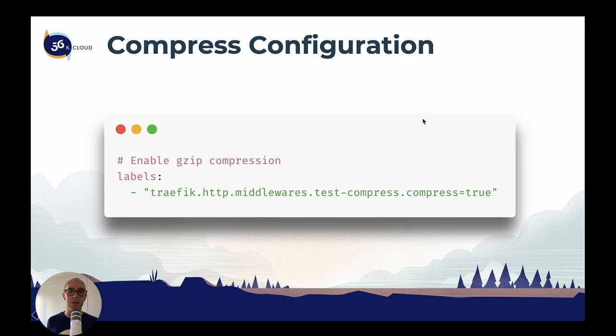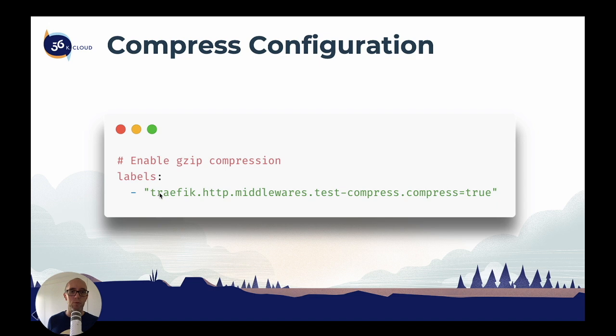And enabling the compress configuration is quite simple. Again, traefik.http.middlewares.test-compress is the name that we provide, and compress is actually the middleware name from Traefik itself. And all we're doing is equals true, enabled, done. So the compress configuration is quite straightforward.